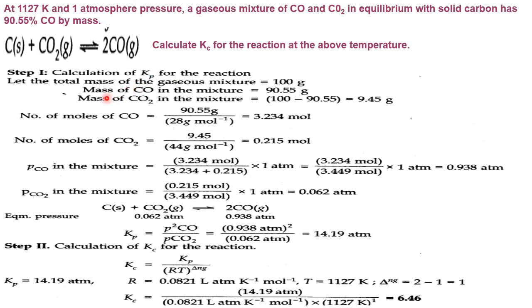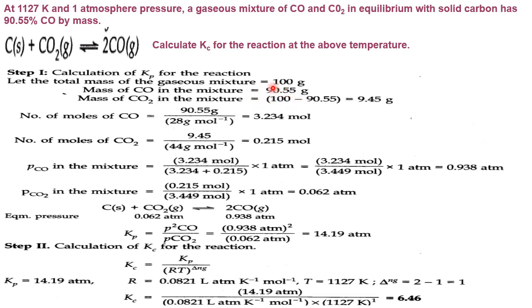For this, what is the requirement? Let us presume that the total mass of the gaseous mixture is 100 gram. Now, what is the mass of carbon monoxide in the mixture? Carbon is there in the reaction in the form of carbon monoxide, 90.55%. So the mass of carbon monoxide is equal to 90.55 gram.